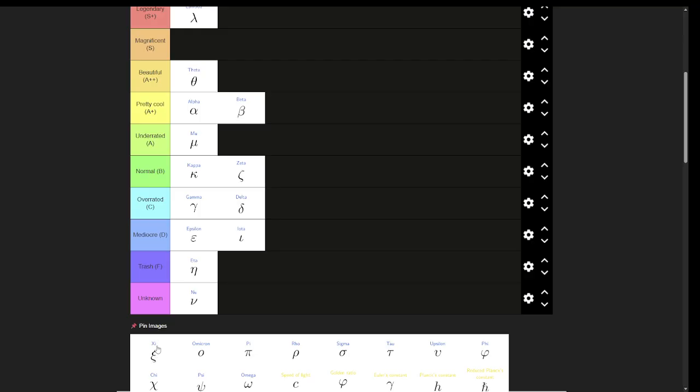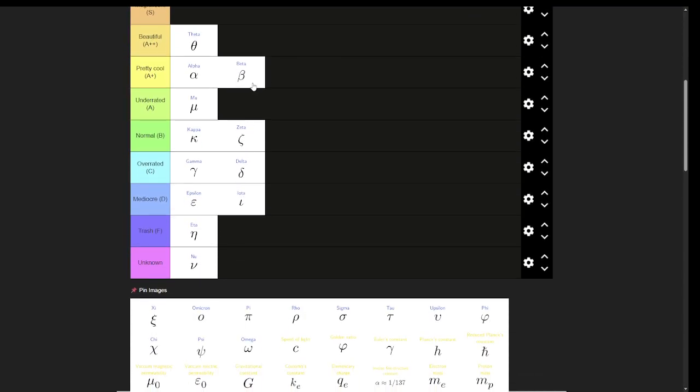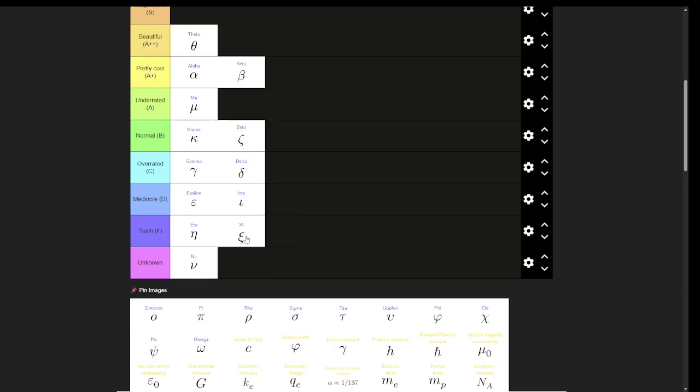Now Xi. Do you guys notice that Xi looks exactly like Zeta, except it looks even more like Zeta, but it isn't Zeta, and it looks like Epsilon, and it's horrible, and it looks like an E, but it's an Xi. Just absolutely atrocious. They could have just used an X. Like for Chi, why didn't they use the X for Xi when it's Xi? It's so stupid. Trash. It still looks so nice, so I'm not putting it in unknown, but it's trash, because why would they do that?